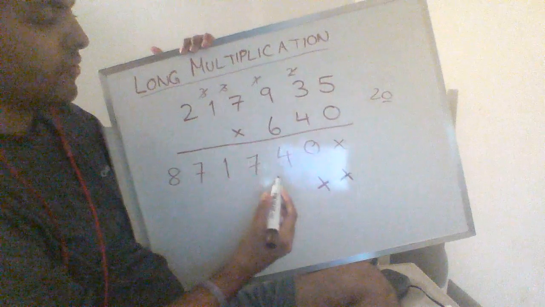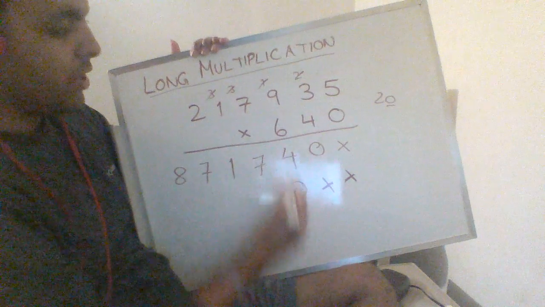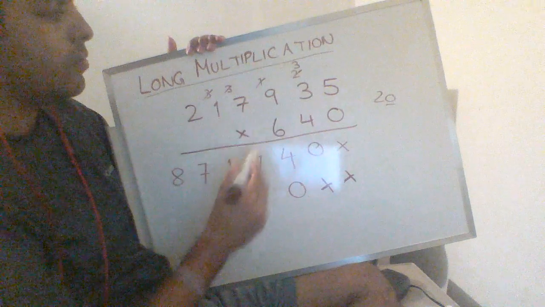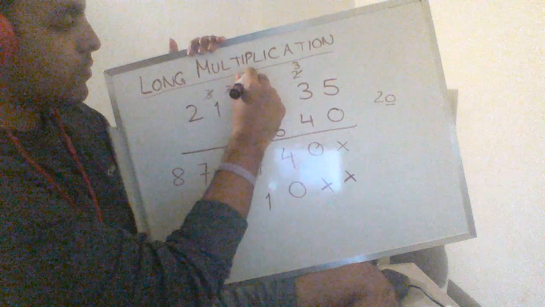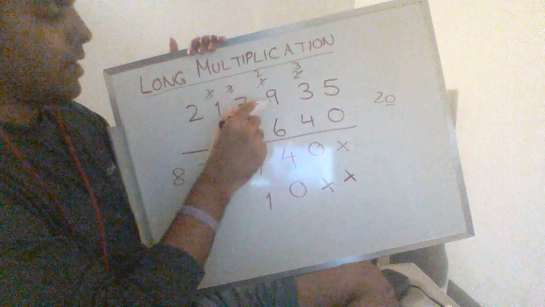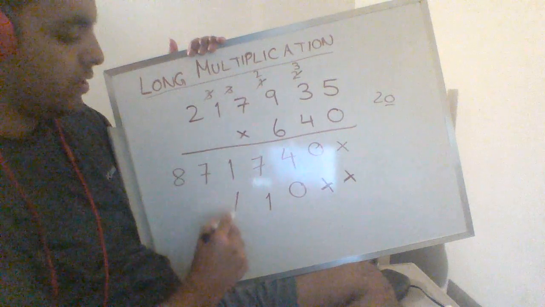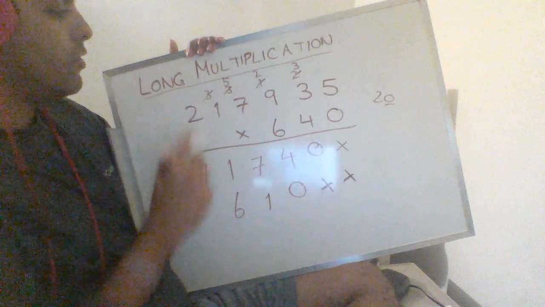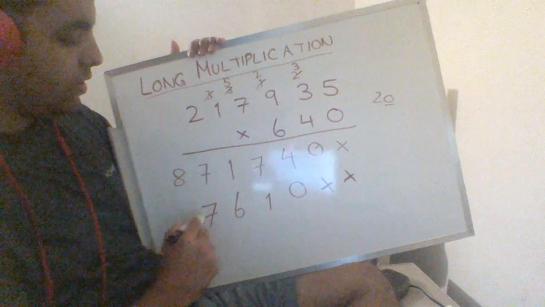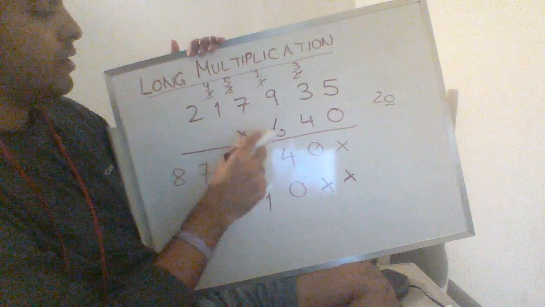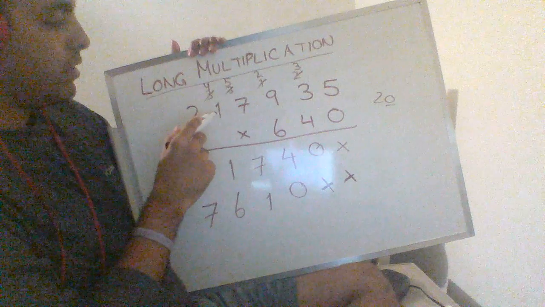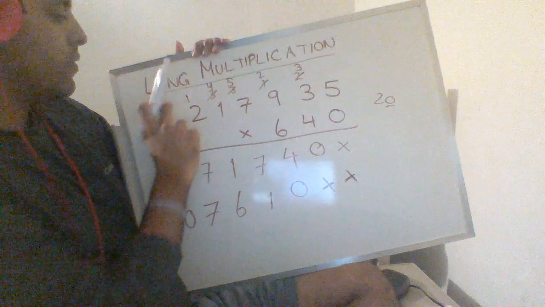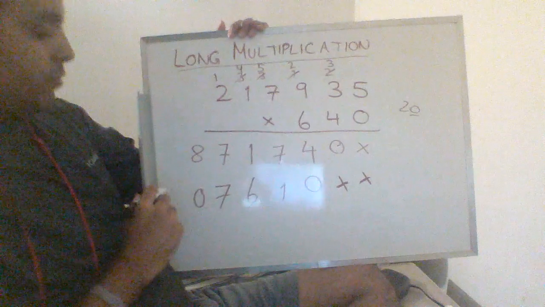So we start here, 6 times 5 is 30, so the 0 goes down here, and the 3 carries. 6 times 3, that's 18, plus 3 is 21. There we go. 6 times 9, that's 54, plus 2 is 56. The 5 carries. 6 times 7 is 42. 42 plus 5 is 47. 4 carries. 6 times 1 is 6. 6 plus 4 is 10, so we get a 0 there. And the 1 carries. And then we got 6 times 2 is 12, plus 1 is 13.